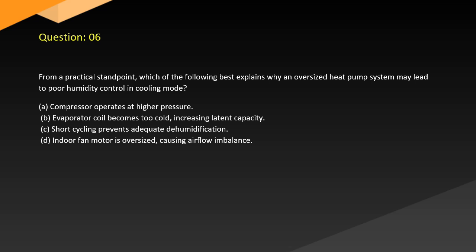Question 6. Which of the following best explains why an oversized heat pump system may lead to poor humidity control in cooling mode? A. Compressor operates at higher pressure. B. Evaporator coil becomes too cold, increasing latent capacity. C. Short cycling prevents adequate dehumidification. D. Indoor fan motor is oversized, causing airflow imbalance.